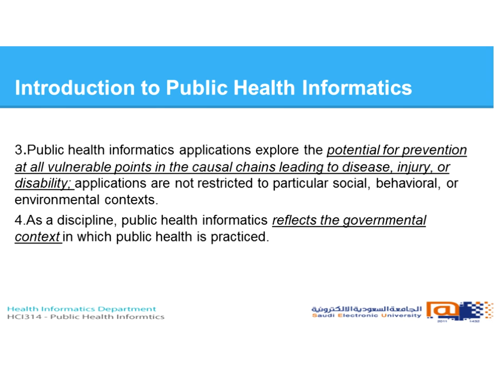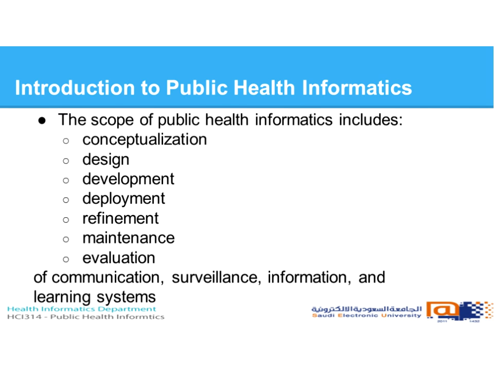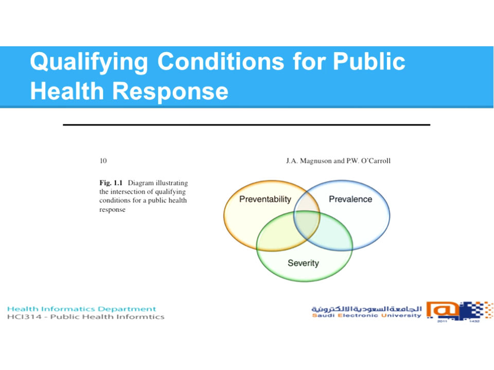When you target a problem which can be addressed by public health informatics interventions, it has to satisfy all three conditions. The condition should be preventable by public health interventions, it has to have a large prevalence so that it can be involved at the government level, and it has to have a certain severity, because if it is less severe, then we don't need to intervene as a population health matter. So the condition has to satisfy all three.